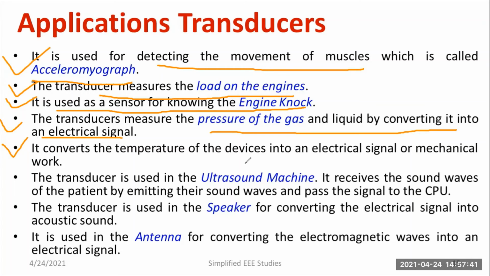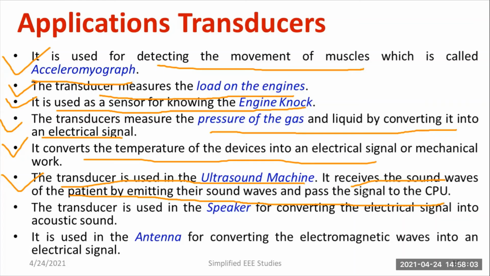Then it converts the temperature of a device into an electrical signal or mechanical work. So the thermistor is used in air conditioning units. And in biomedical applications, this is highly unavoidable. The transducer is used in ultrasound machines. It emits sound waves, receives the sound waves from the patient and passes them to the CPU and that particular computer. Okay, the input will be a sound waveform and the output will be in the form of an electrical signal that will be observed in the computer.